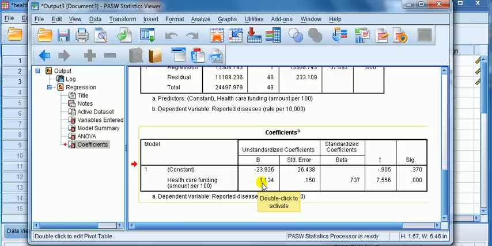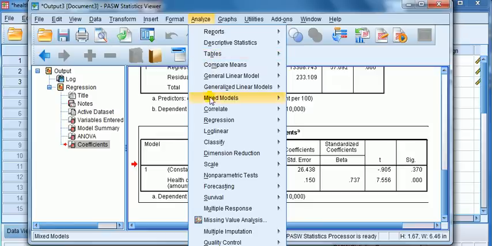What you can see is that it is positive. That's saying that there is a positive correlation between healthcare funding and reported disease rates. That's contrary to what we'd expect. Because it's a positive sign here, positive 1.134, the more money we put into healthcare, the higher the reported disease rates, contrary to what we'd expect. I'm going to explain to you in a moment why we get this positive sign, which is contrary to what we'd expect.